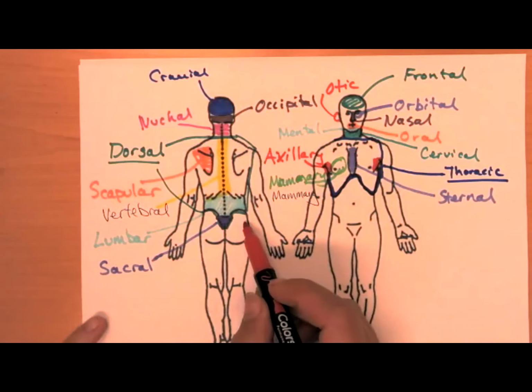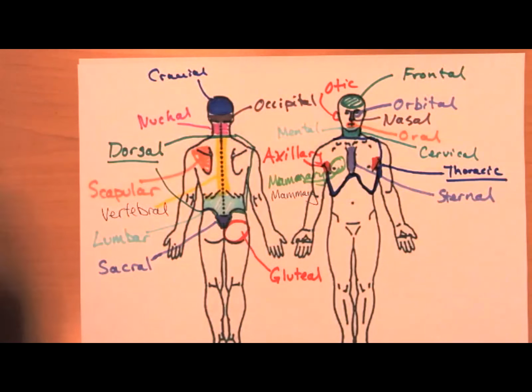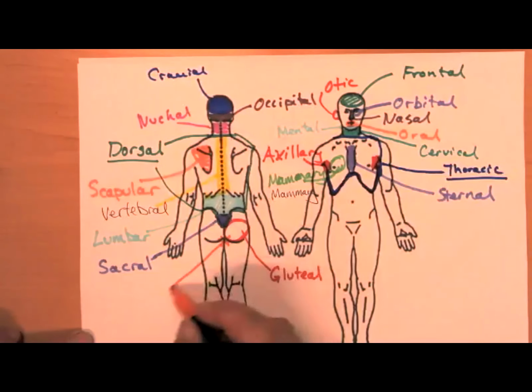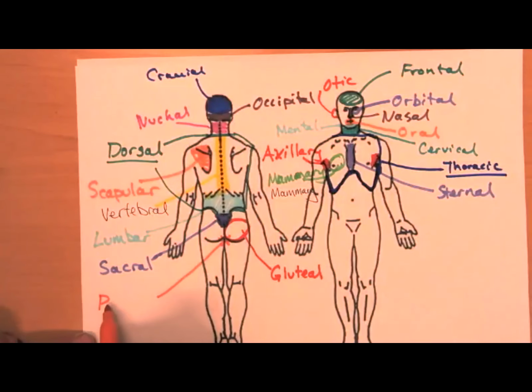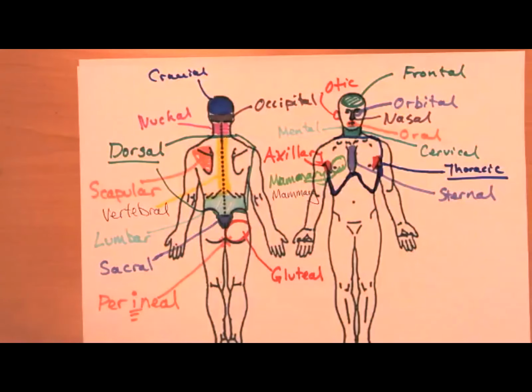Next, gluteal. The buttocks region is the gluteal region, and it is named for the gluteus maximus, medius, and minimus, three muscles. The next term on the list actually can't be seen in either of these perspectives. I'm going to put a little star. Perineal, spelled P-E-R-I-N-E-A-L. This is the region between the genitals and the anus.